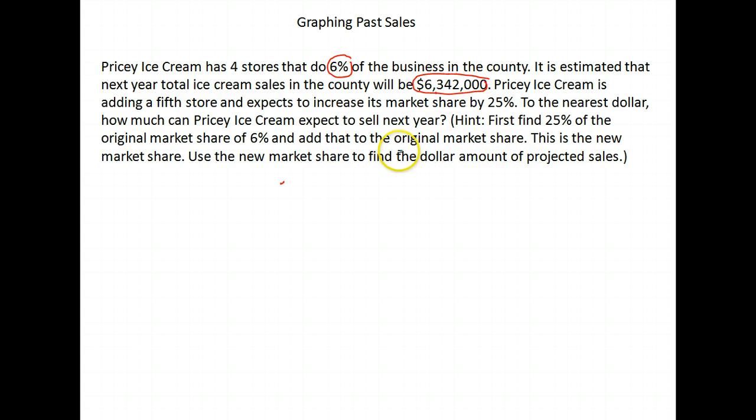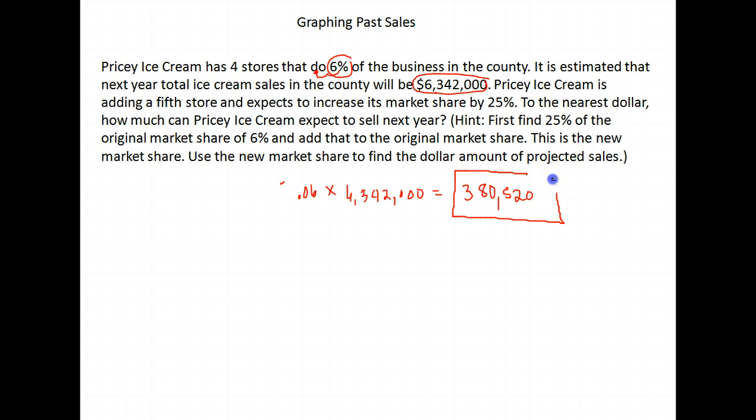Okay, so here's what we need to do. We're going to follow that hint. First thing we have to do is find what did they do originally for their business. They did 6% of the market. Okay, so we move our decimal 2 places to the left, 0.06, multiply by the market value. And what this tells us is this is how much they usually had. Okay, 0.06 times 6,342,000. They usually do $380,520.